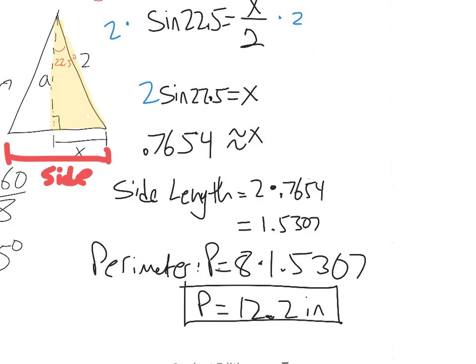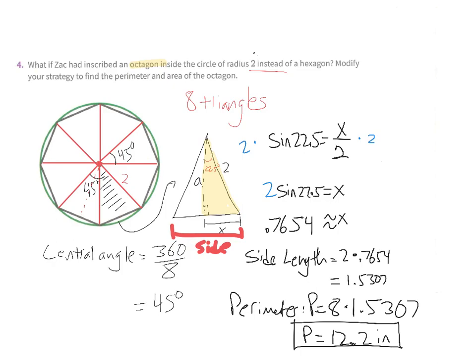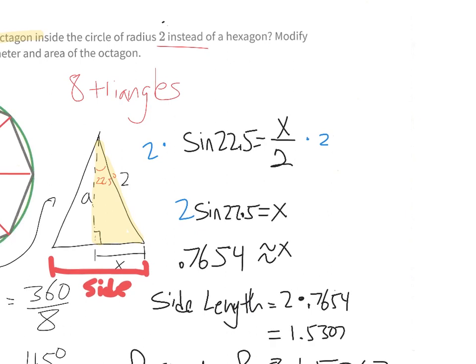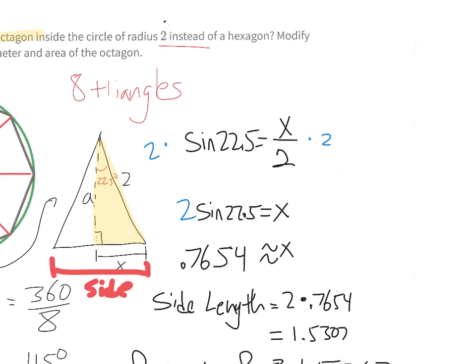So what about finding the area? Well, we know the area of a triangle is 1/2 base times height. So let's find the area of the triangle, and then all these triangles are the same, so we can multiply it by 8. All right, let's do that.